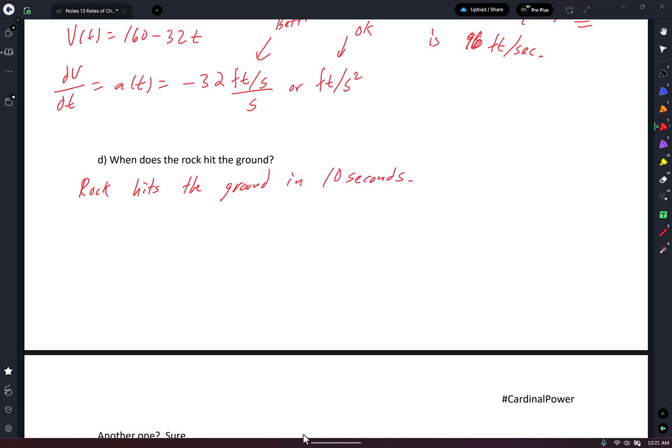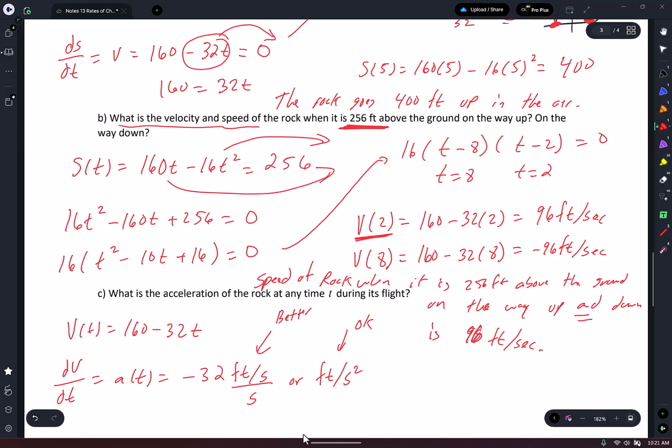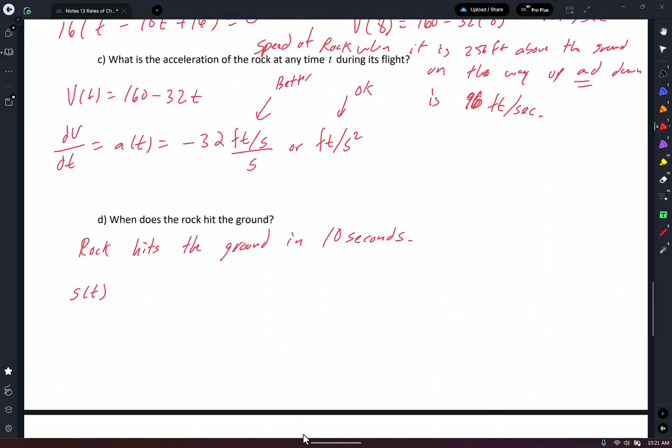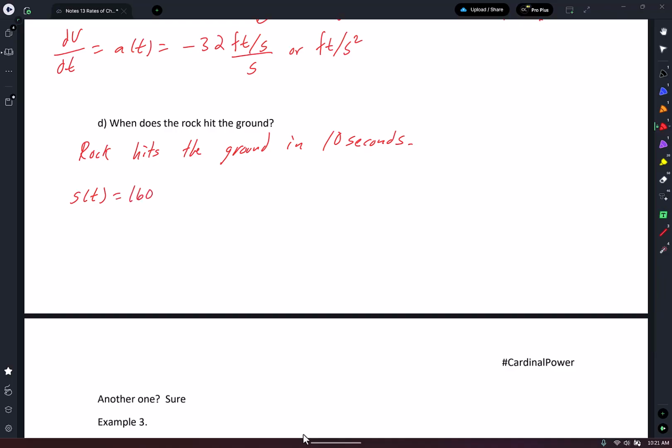Okay, let's prove it without just doing it by that. My position formula, and I already forgot what it was. There it is. 160t minus 16t squared. There's my position.